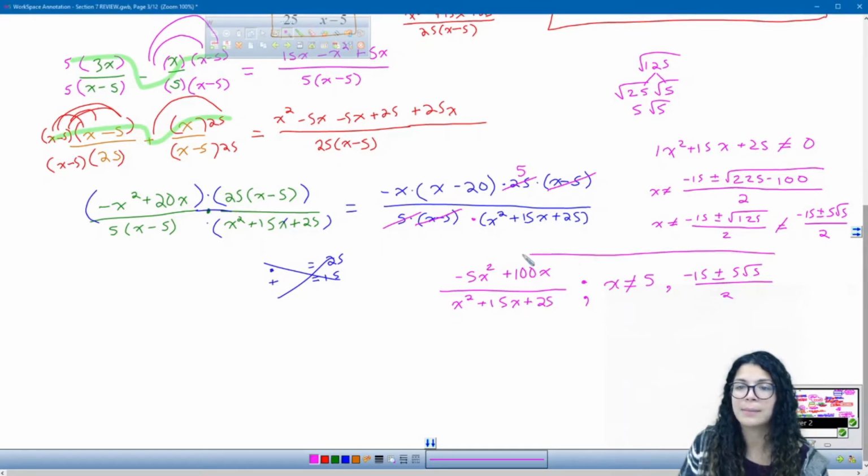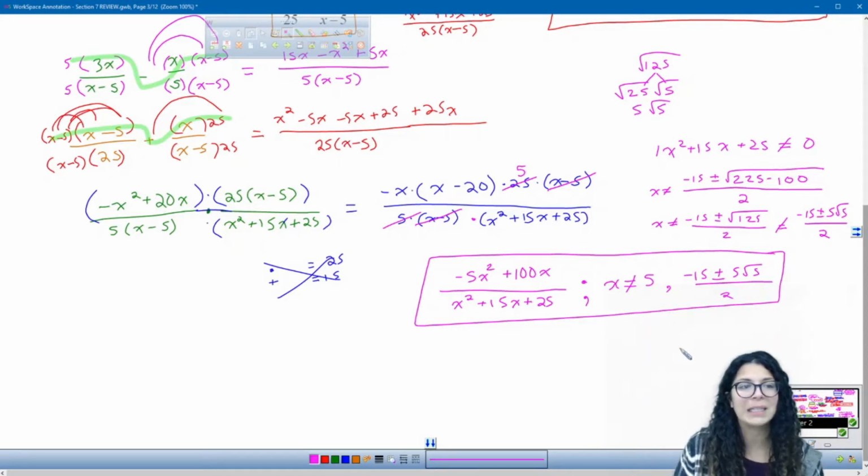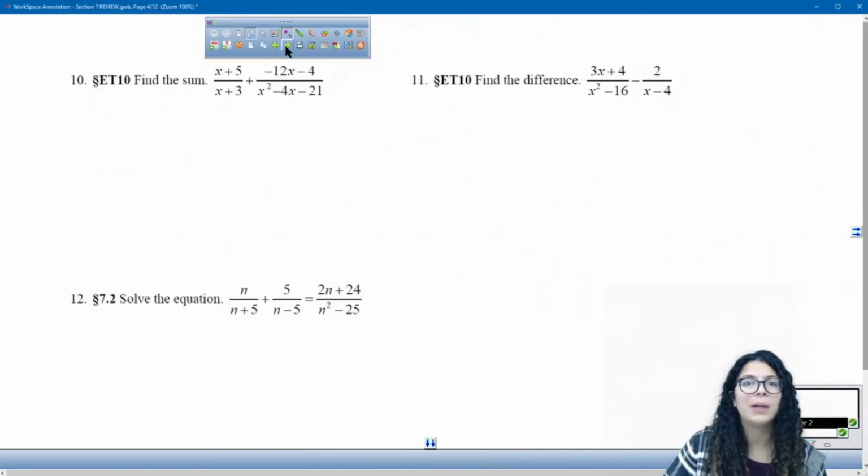All right. And that is the fully simplified version. Let's go ahead and move on to number 10.